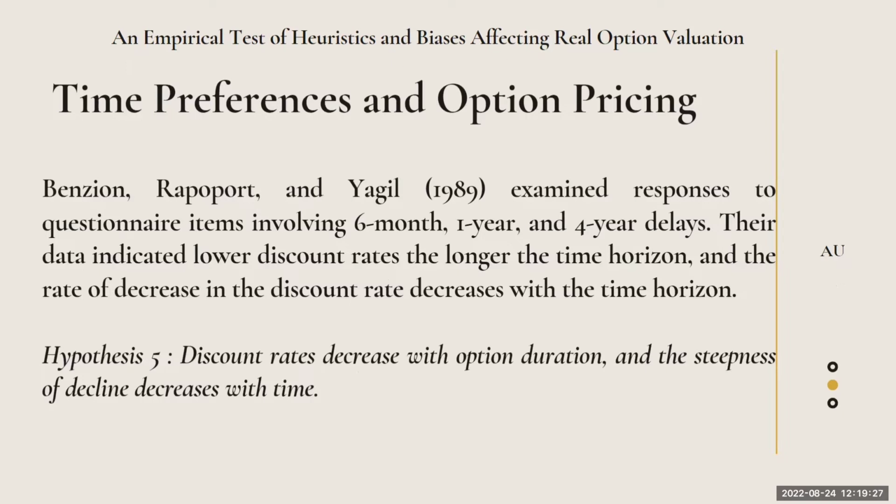Benzion, Rapoport, and Yagil in 1989 mined responses to questionnaire items involving 6 months, 1 year, and 4 years delays. Their data indicated lower discount rates the longer the time horizon, and the rate of decrease in the discount rate decreases with the time horizon. So the hypothesis for this theory is discount rates decrease with option duration, and the steepness of decline decreases with time.